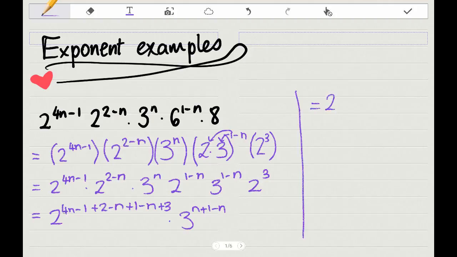So we have 4n minus n, which is 2n. And we have minus 1 plus 2 plus 1 plus 3, so that is 5. And then we have n minus n for the 3, which is 0, and just 1. So this simplifies to just 2 to the power of 2n plus 5, times 3. Let us do another one.